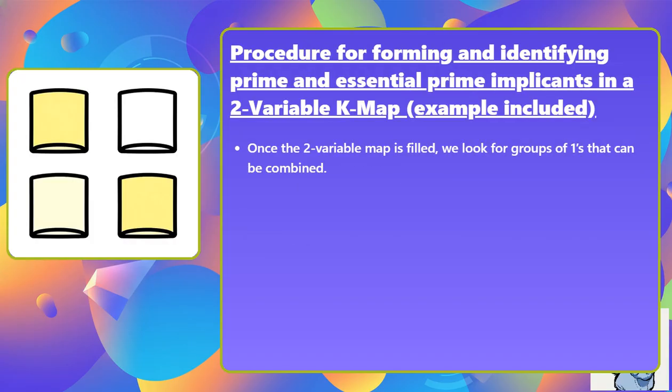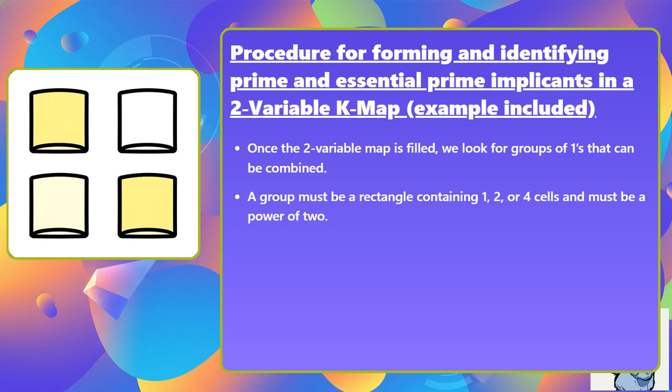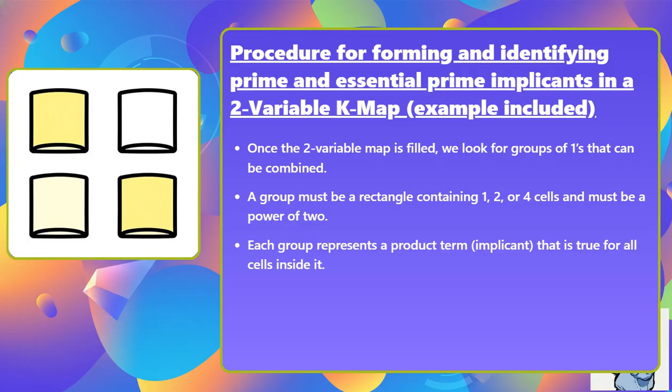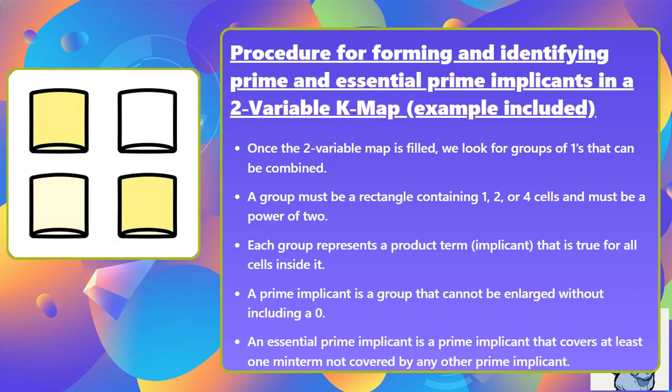Once the two-variable map is filled, we look for groups of ones that can be combined. A group must be a rectangle containing 1, 2, or 4 cells, a power of 2. Each group represents a product term, an implicant, that is true for all cells inside it. A prime implicant is a group that cannot be enlarged without including a 0. An essential prime implicant is a prime implicant that covers at least one minterm not covered by any other prime implicant.